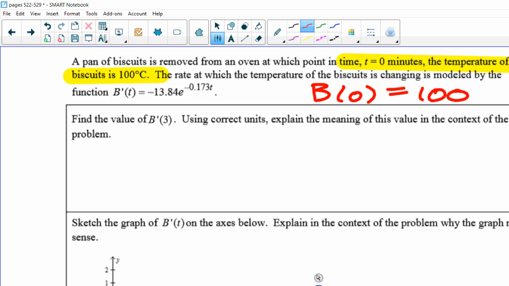The rate at which the temperature of the biscuits is changing is modeled by that function B prime of t. Now it says to find the value of B prime of 3. How are we going to do B prime of 3? Yeah, just plug it in. Plug and chug. Go. Okay, what did you get for B prime of 3?